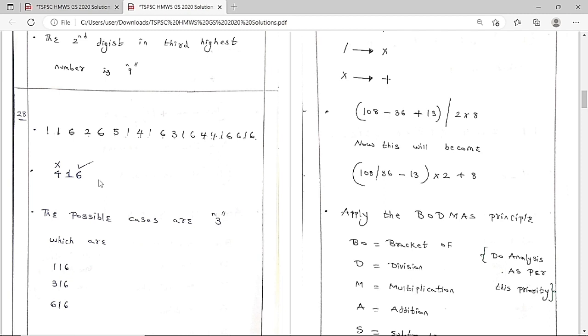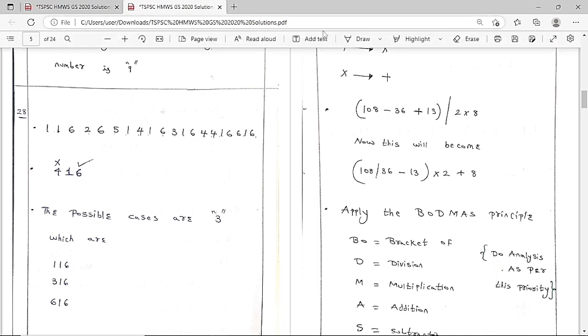First of all, it is not the case here. For this one, it is immediately followed by 6 and it is not immediately preceded by 4. Yes, that is one case. So you can see it is immediately followed by 6, but it is not preceded by 4. So it is one series: 1, 1, 6.